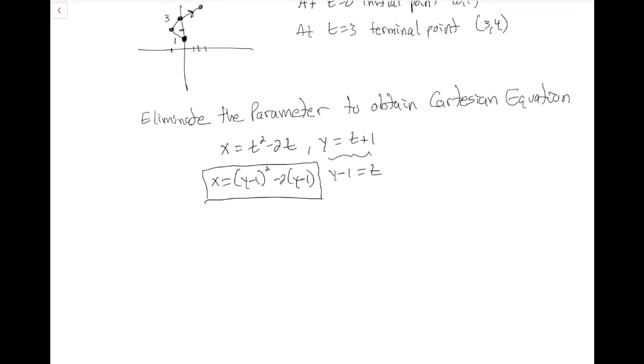Usually in a calculus textbook, that's probably what you'd see in the solutions manual. So we would write this as y squared minus 2y plus 1 minus 2y plus 2. So x equals y squared minus 4y plus 3. This would typically be our final answer. So there's a Cartesian equation.